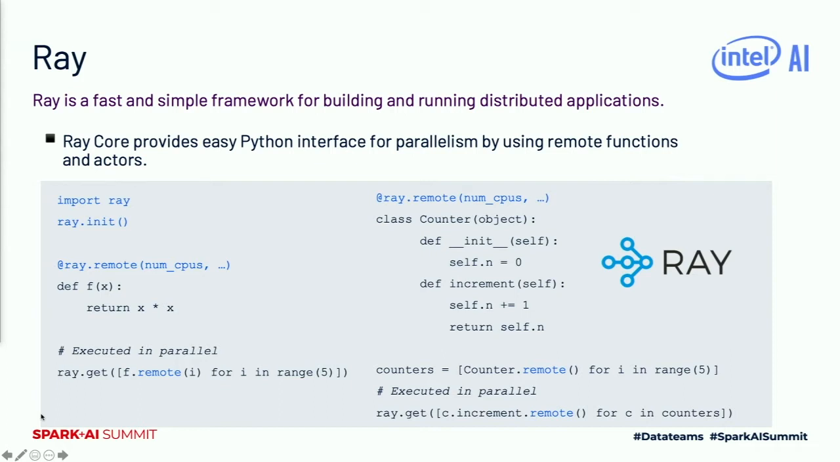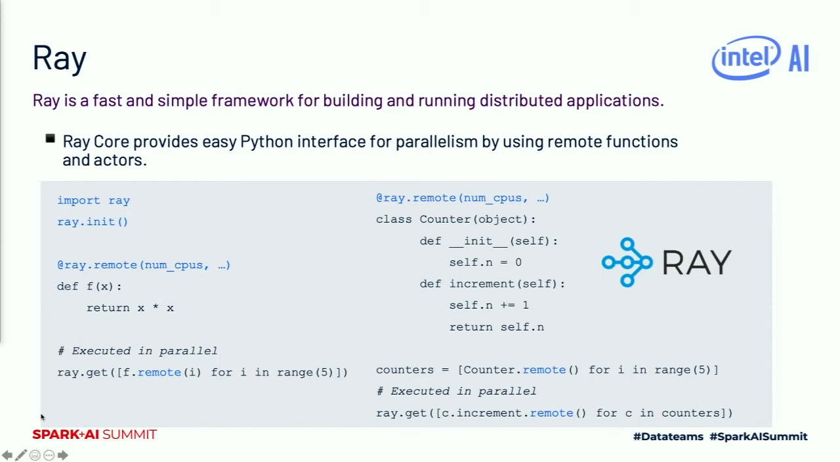First of all, to start Ray services, users just need to import Ray and call ray.init. So let's take a close look at the left part of the code. It shows how to use Ray to run Python functions in parallel. So given an ordinary Python function f here, which computes the square of a given number. Normally, if you call this function in a for loop 5 times, then these 5 function calls are executed sequentially, one after another, right?